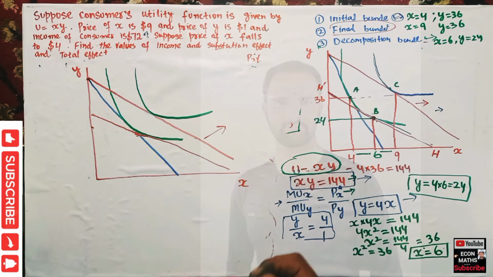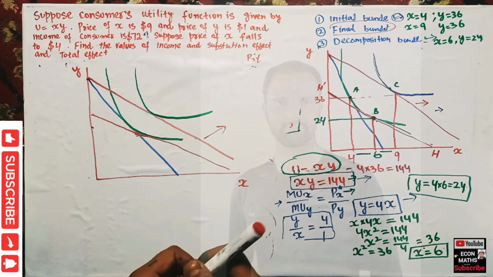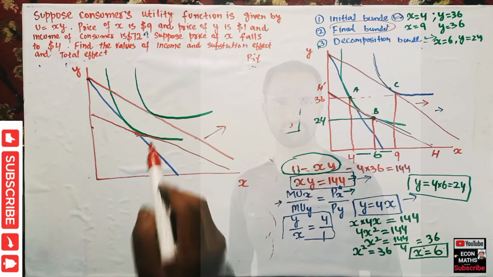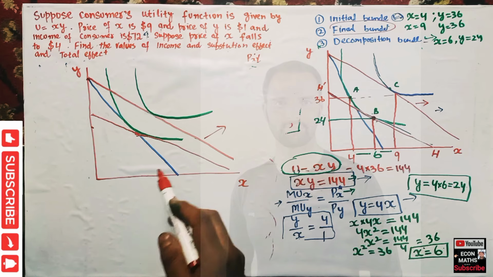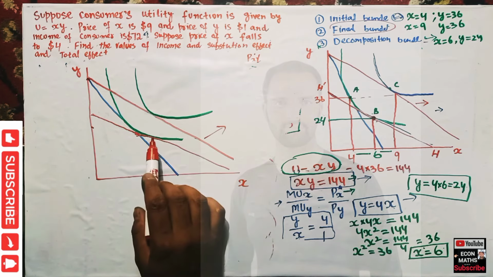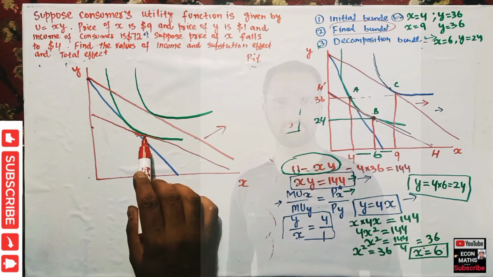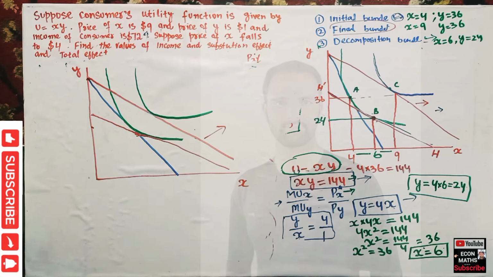Why do we need this decomposition bundle? It is only used to differentiate between the substitution and income effect. It is drawn on the original indifference curve, with the slope of the final budget line. Okay, this decomposition bundle will be on the original indifference curve, but the slope will be that of the new budget line.